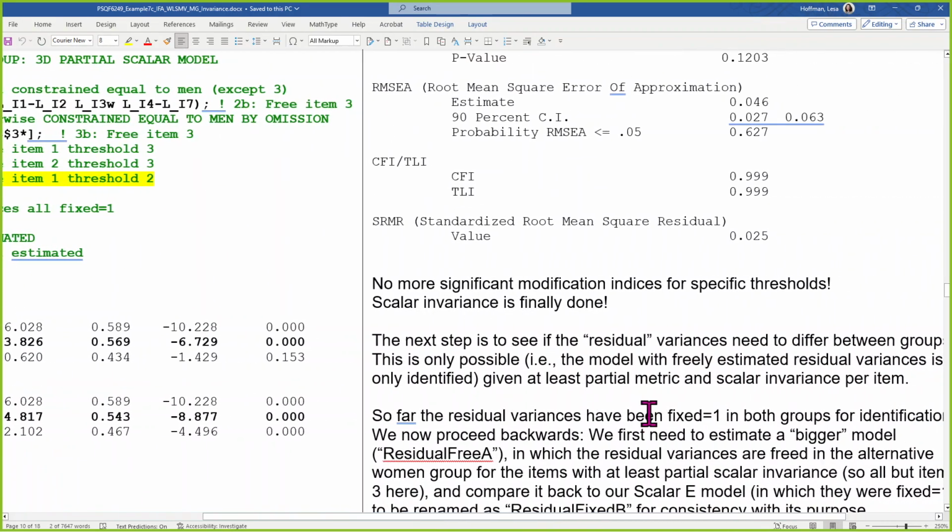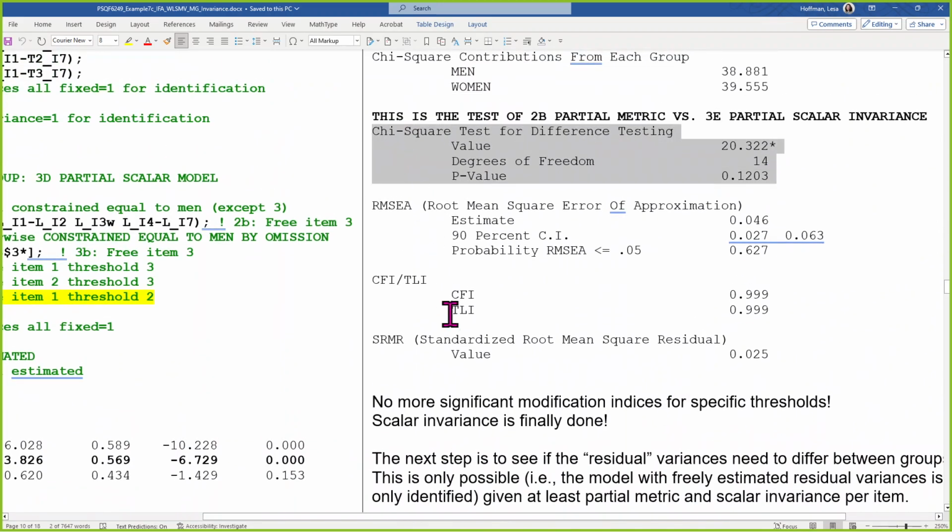At that stage, we finally hit no more thresholds being individually identified, and we have overall invariance. So we had to release quite a few things to make it work.